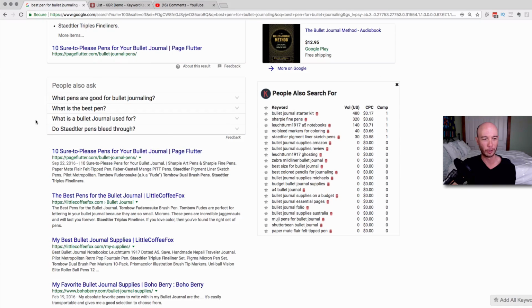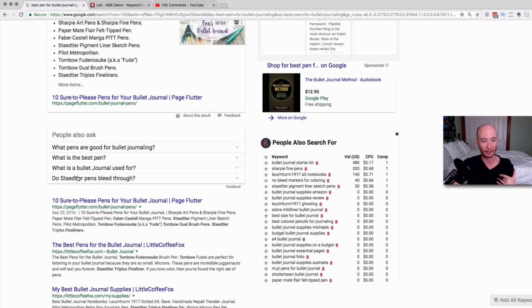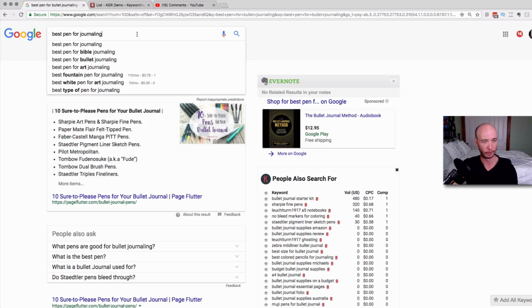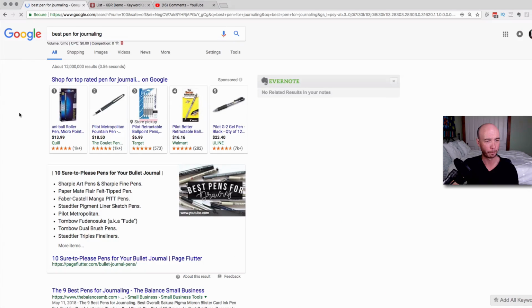What pens are good for bullet journaling? What's the best pen? What is a bullet journal used for? So again, the point is this is apparently 0 searches per month. However, we see that there's a lot of related searches and a lot of ways that people are looking at this. Now, just going to get rid of bullet journaling and see what comes up.